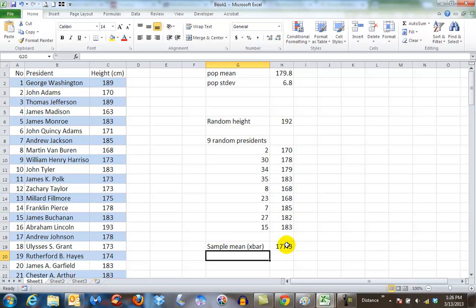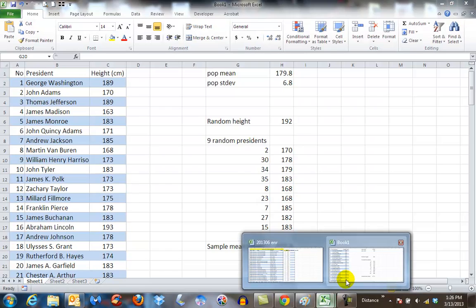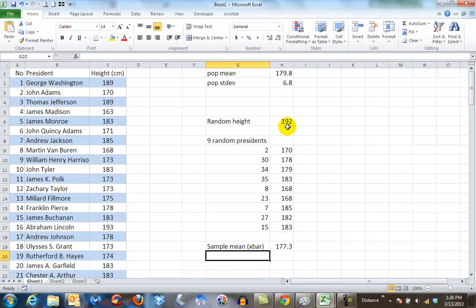So if I were to put these into formulas now, I would say, okay, my first one, where I have Z is equal to X minus mu over sigma, I have only one value. I have 192 minus 179.8 divided by the 6.8 here.